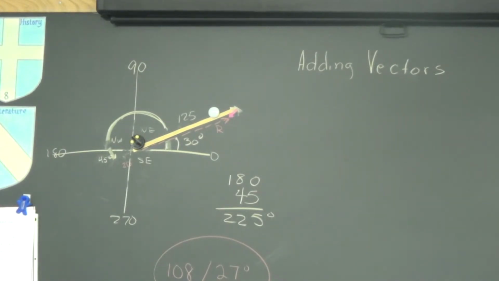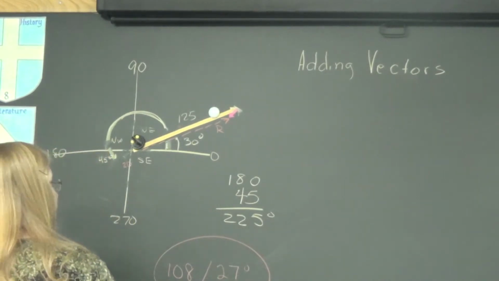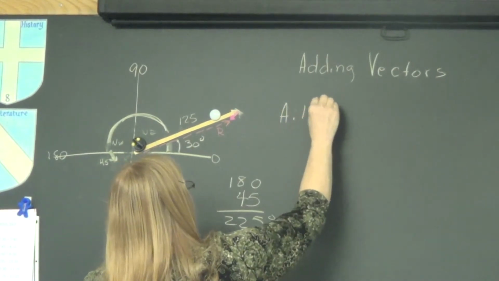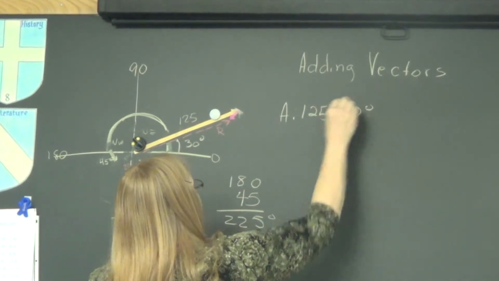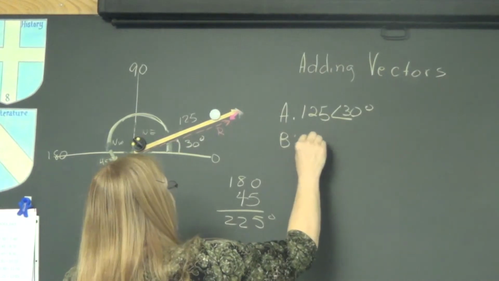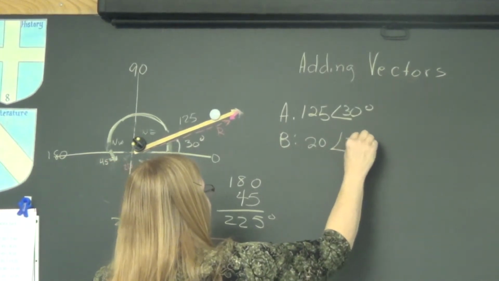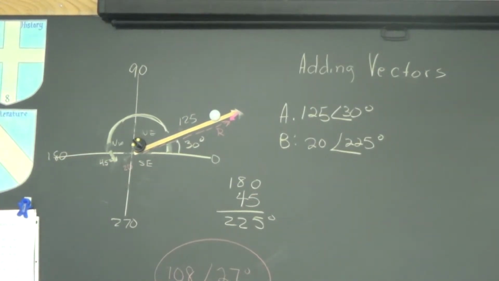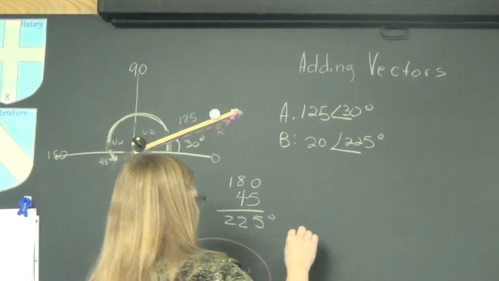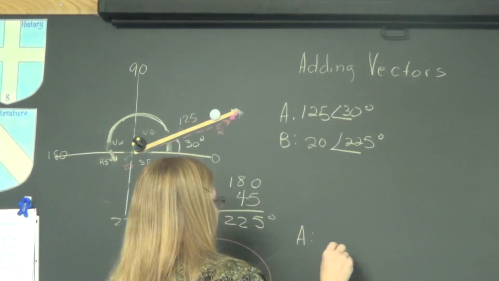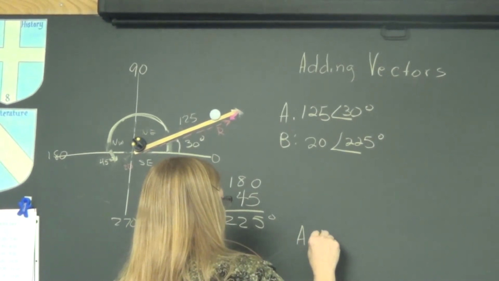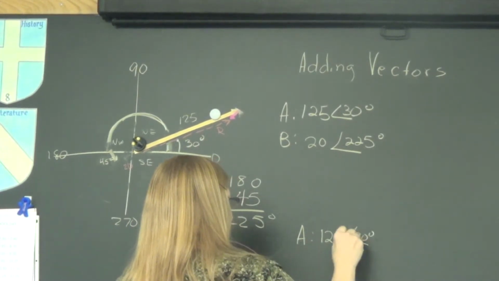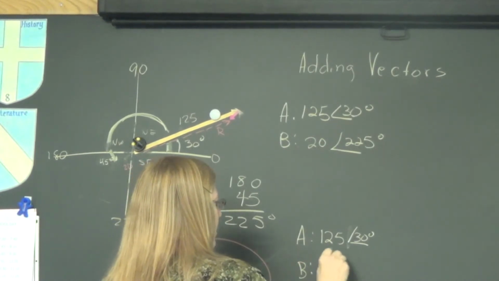All right, let's do the math. Here we are adding these two vectors. Vector A is 125 at 30 degrees, and vector B, we had to calculate it, but it was 20 at 225. That's what southwest will always be, 225. All right, so let's set it up the same way. Vector A is going to have 125 at 30, again, I'm writing it again. And vector B is 20 at 225.